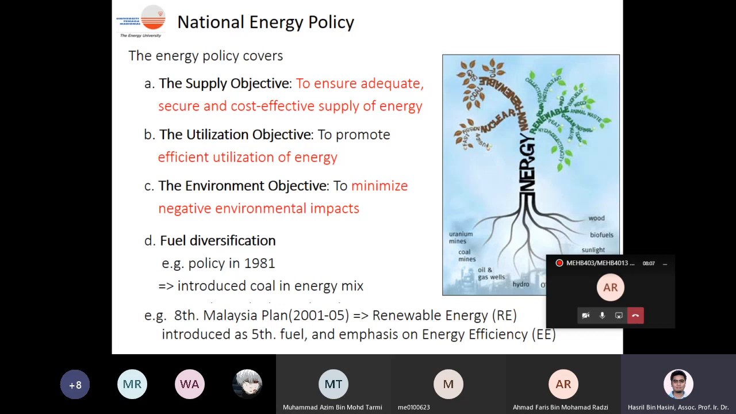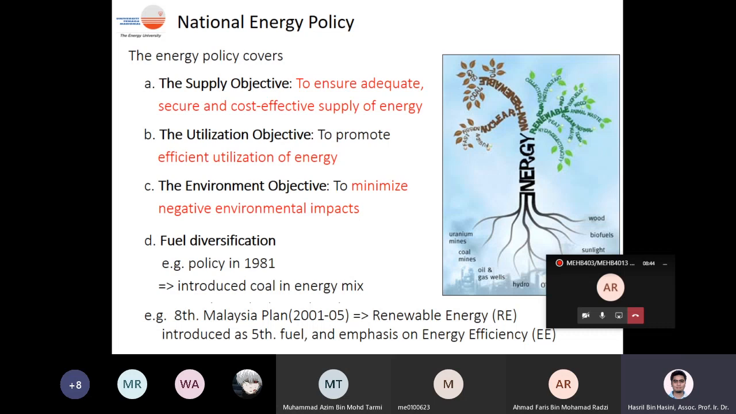Usually utilization is fairly straightforward. We want the energy used to be as efficient as possible. We don't want to waste energy. That is the simple way to describe the utilization objective of this energy. Then we have the environmental objective. This is also fairly straightforward. We don't have to crack our heads thinking about environmental things. As long as we try to avoid or minimize the negative impact on the environment, that is considered achieved.